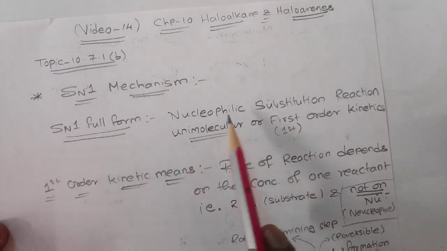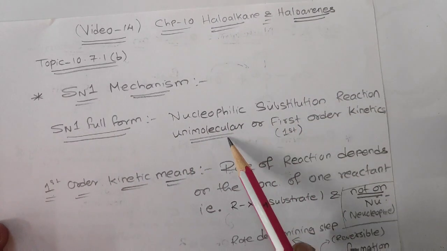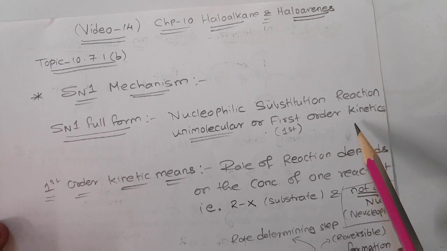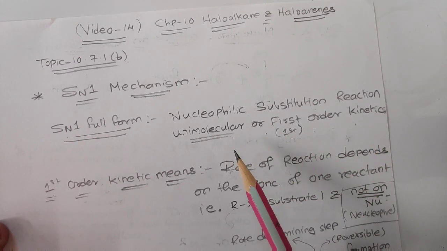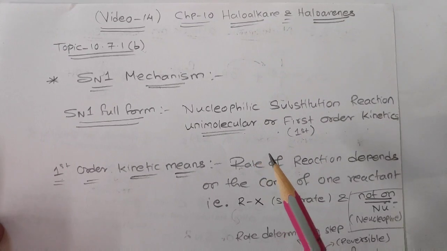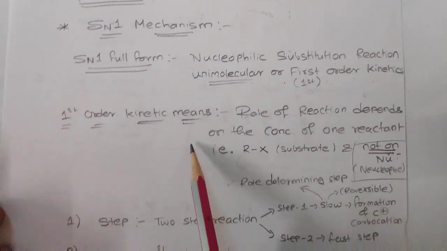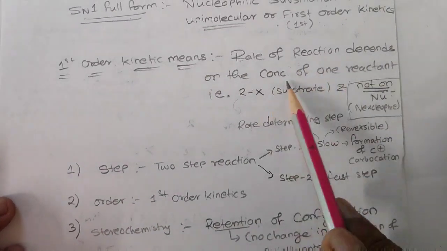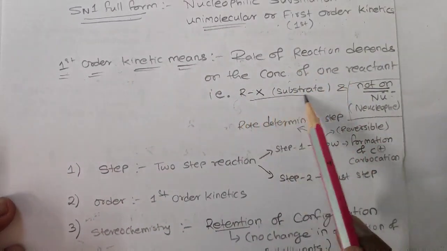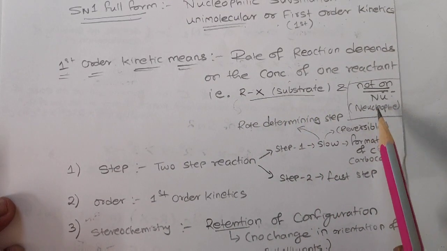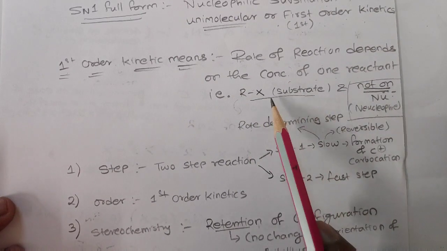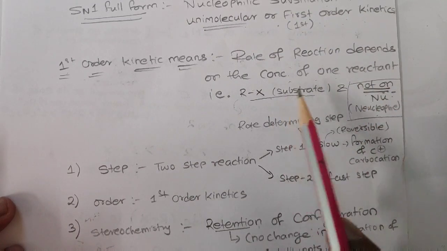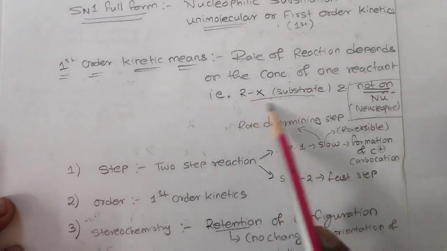SN1 stands for nucleophilic substitution reaction, unimolecular, or first order kinetics. What does unimolecular mean? It depends on the concentration of only one molecule. First order kinetics means the rate of reaction depends on the concentration of one reactant, that is only RX, and not the nucleophile. Please note this very carefully. It only depends on the alkyl halide and not on the nucleophile. In SN2 it depended on both, but in this case only one.